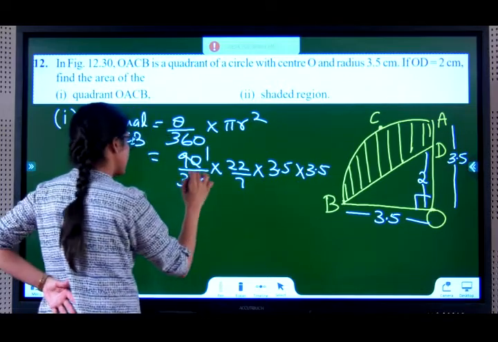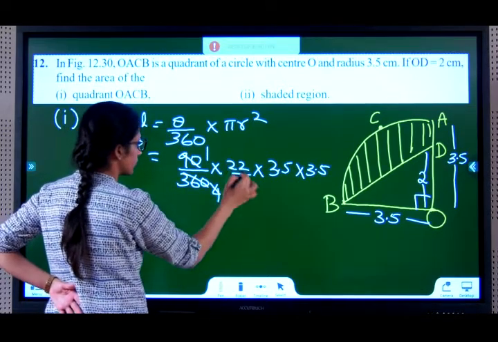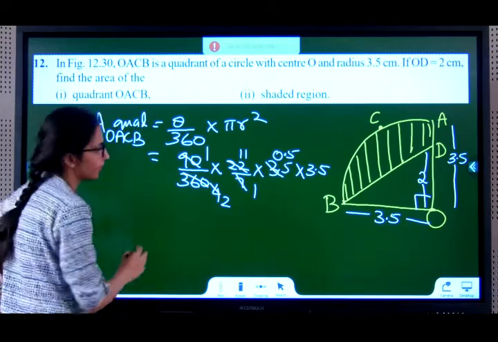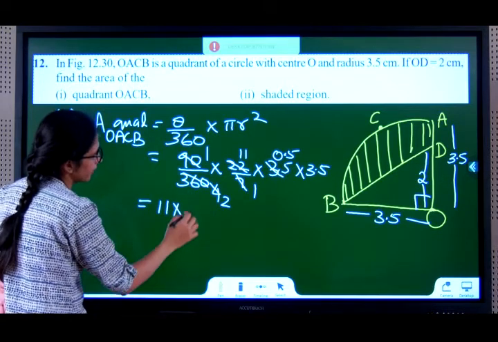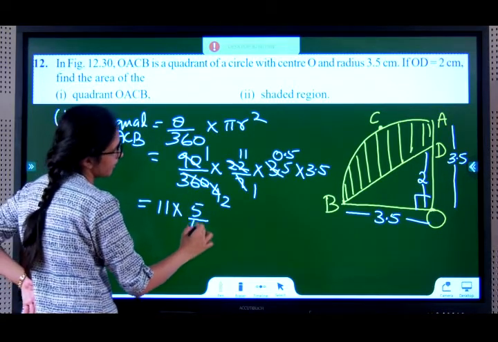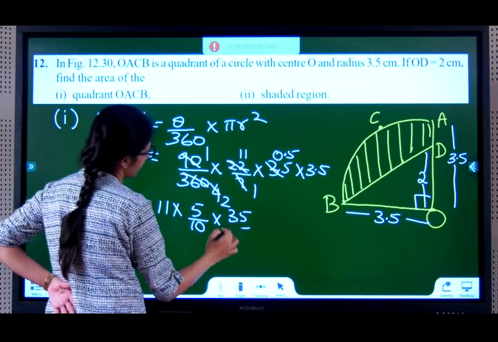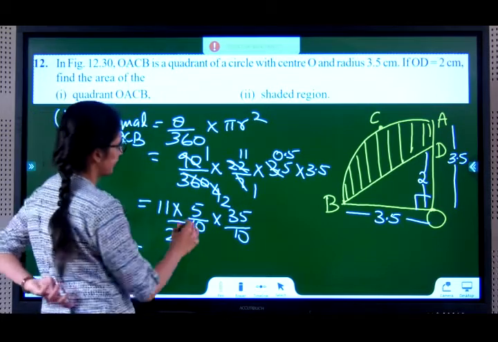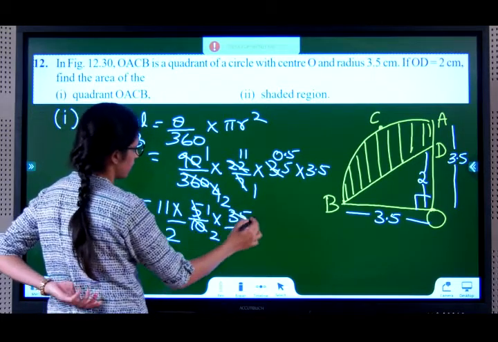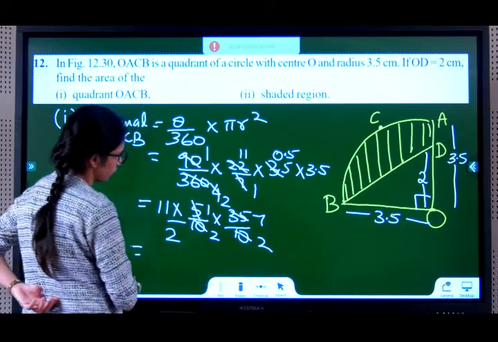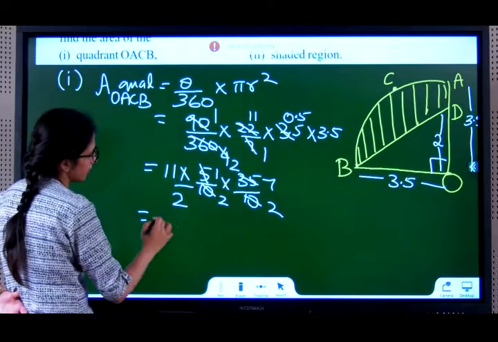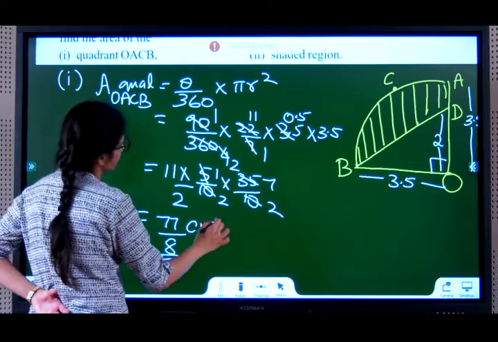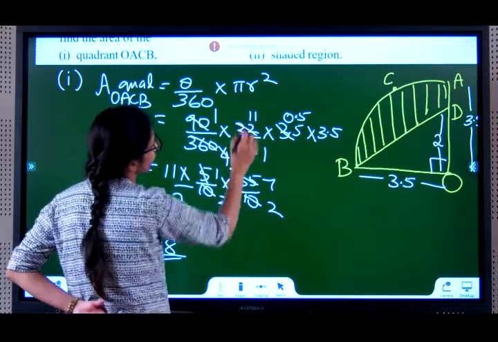Simplifying, I'll write 0.5 as 5 by 10, 3.5 as 35 by 10 and this one as 2. So we can write this with the 5s, 2s and 7s cancelling. So 11 into 7, 77, 2 2 2 gives you 8 centimeter square. Now they have asked for the shaded region.